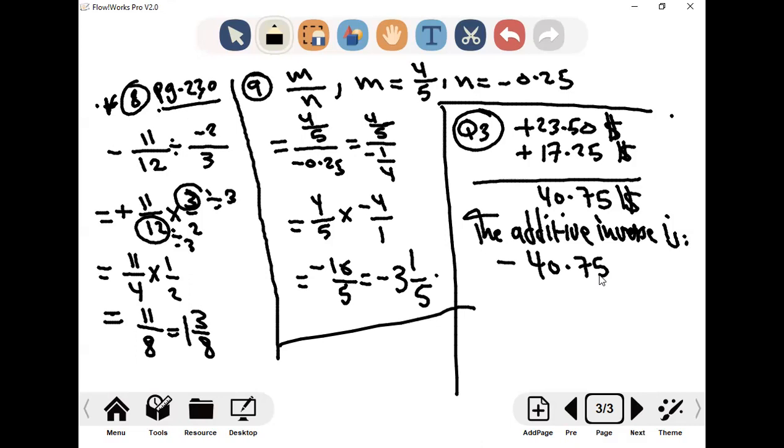For the situation to represent the additive inverse, using 40 points. Donating 40 points, we'll check. Finding, no. Earning, no. Spending, yes. Receiving a gift, no. Done.